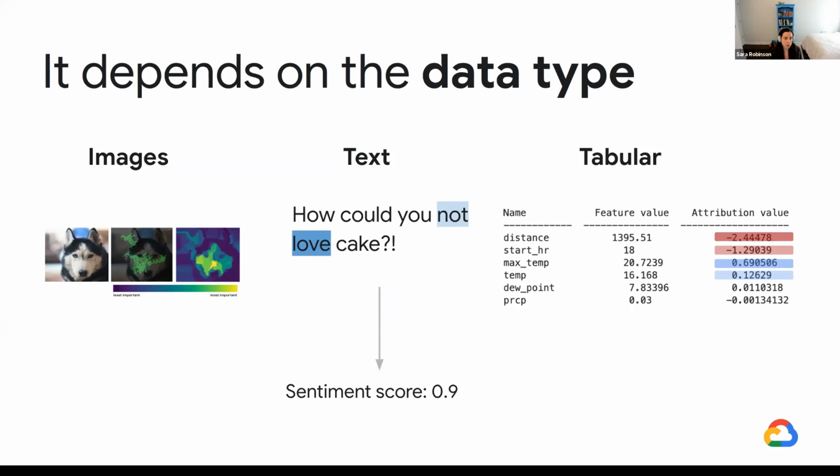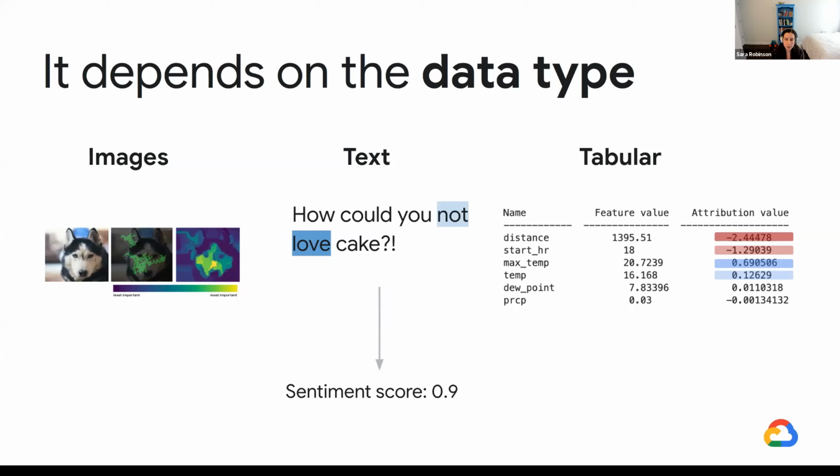If it was instead using the word cake, that would not necessarily be the correct word to be honing in on, because the sentiment is really conveyed in the words not and love. It shouldn't matter what it's referring to. So if it said instead, how could you not love brownies, we should get the same sentiment score. So it's something you can use to make sure that your text model is picking up on the right signals.